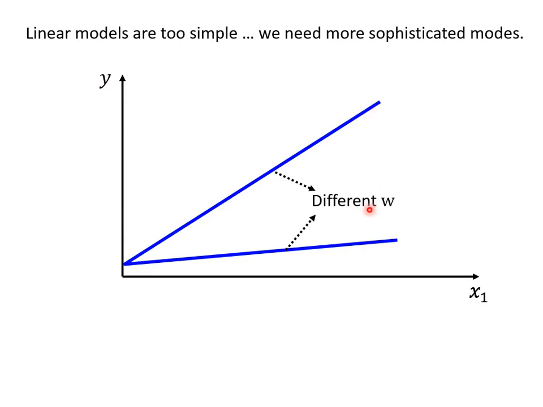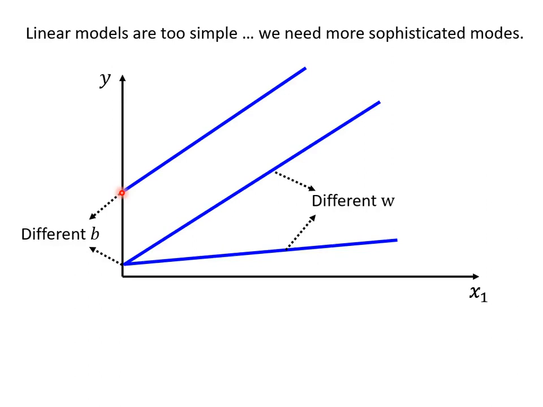You can set different w to change the slope of this line. You can set different b to change the point of intersection of this blue line and the y-axis. But no matter how you change w and b, it's always a straight line. When x1 is getting bigger, y is always getting bigger too.